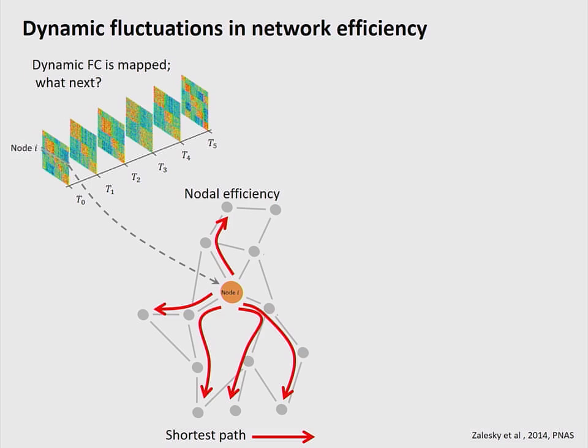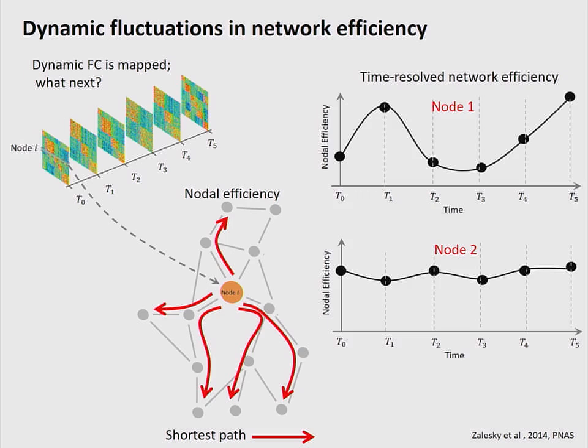And so we can compute this for every node in our network and do this for every time window. So in other words, for every time point in our time resolved measure. And therefore we can plot a dynamic curve of nodal efficiency. So we see here for node 1 that this shows rather rapid fluctuations, whereas node 2 is rather stable as a function of time.